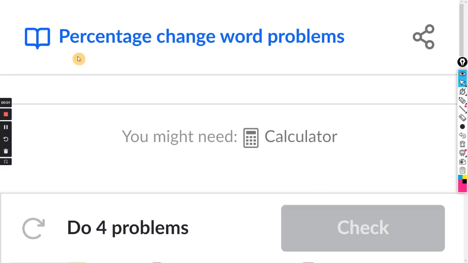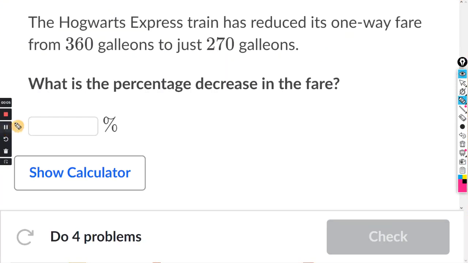This will be for the exercise, percentage change word problems. The Hogwarts Express train has reduced its one-way fare from 360 gallons to just 270. What is the percentage decrease in the fare?